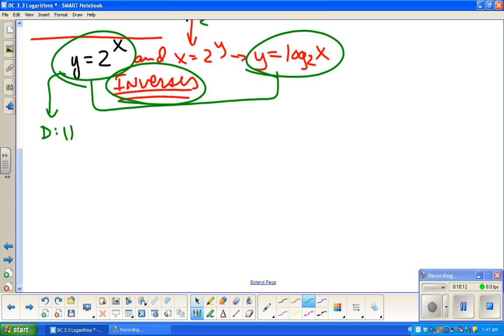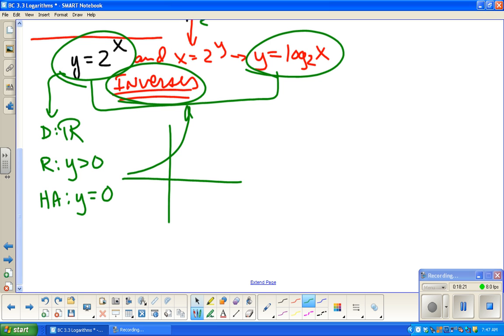This equation has a domain of all real numbers. The range is greater than 0. It has a horizontal asymptote of y equals 0. Its graph looks like this.